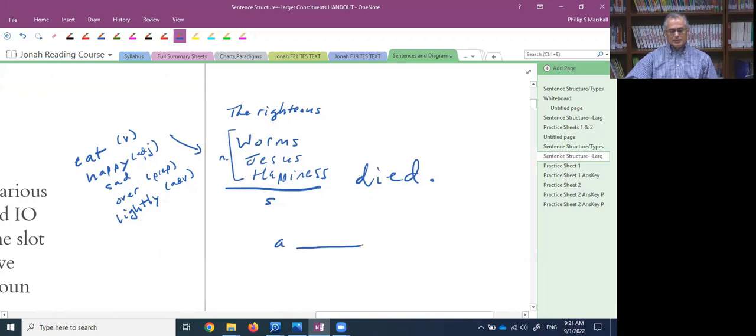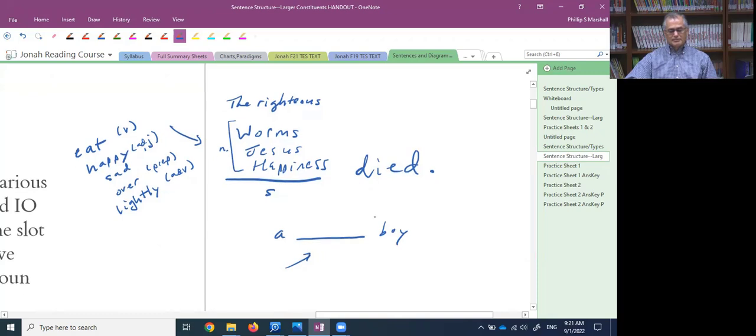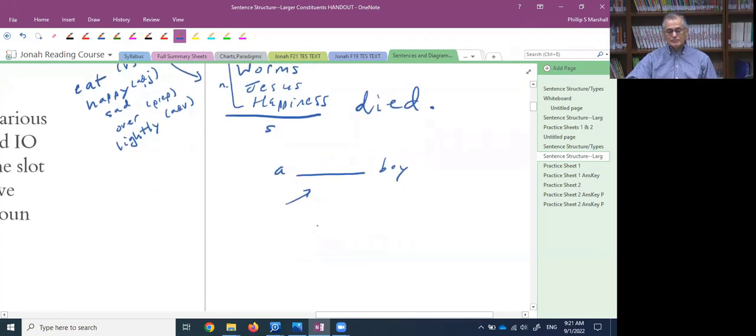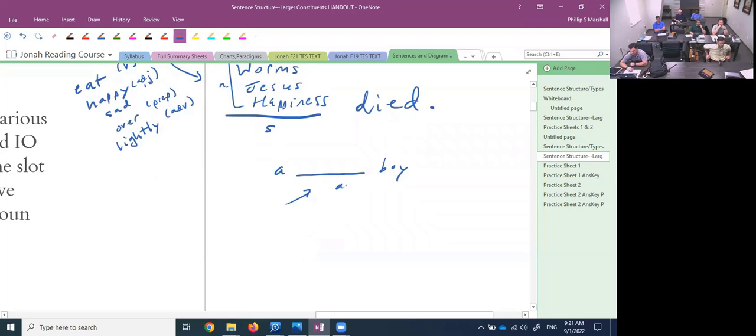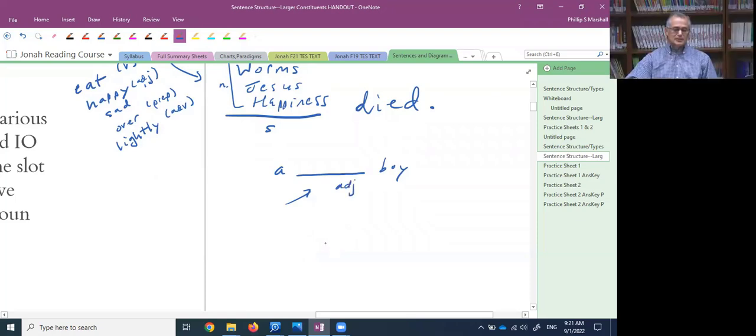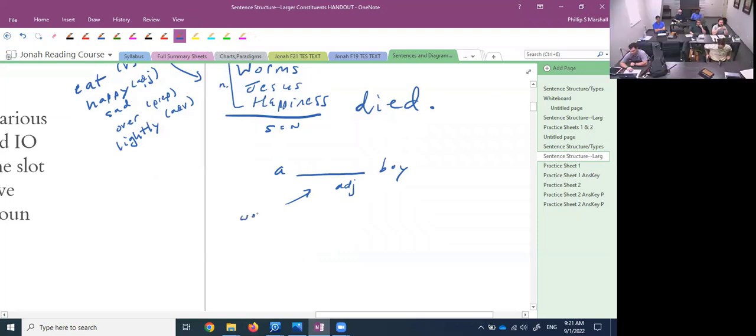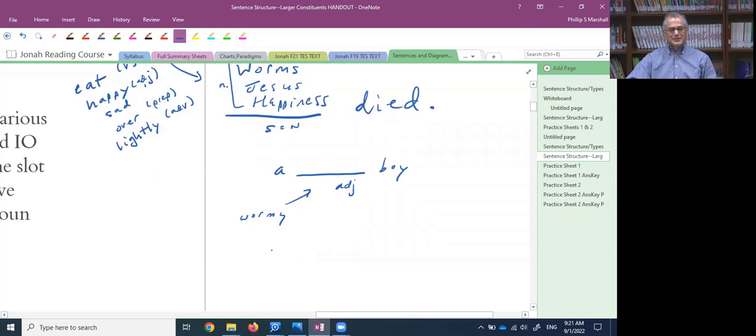Okay. Now, if I put a frame like this, "blank boy," what kind of words can fill that slot? Adjectives. Attributive adjectives. Yeah, adjectives, right? Good. So I can put adjectives there. For subjects, I can put nouns. Well, so what sorts of words would be appropriate here? Adjectives. Wormy. Yeah, a wormy boy. Absolutely.